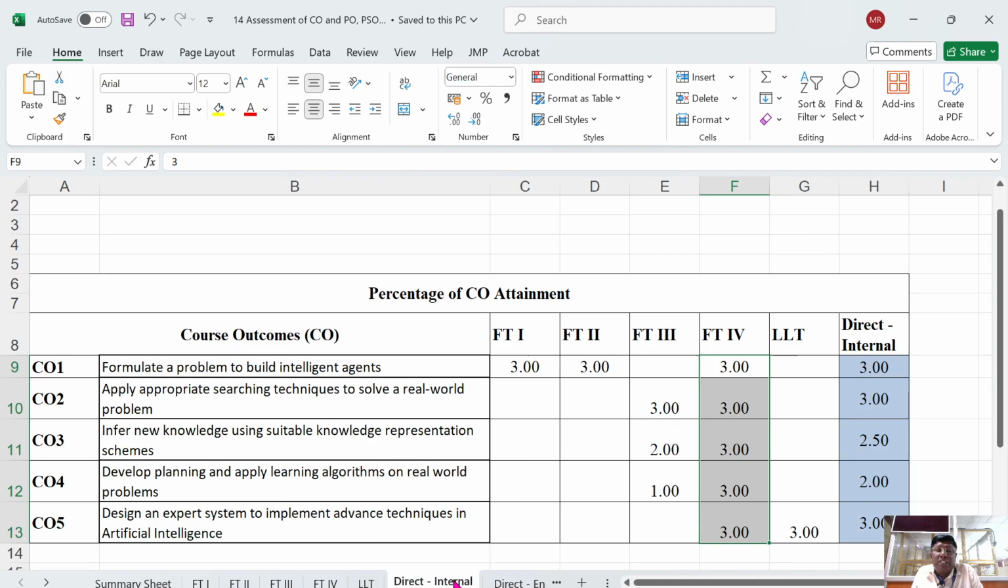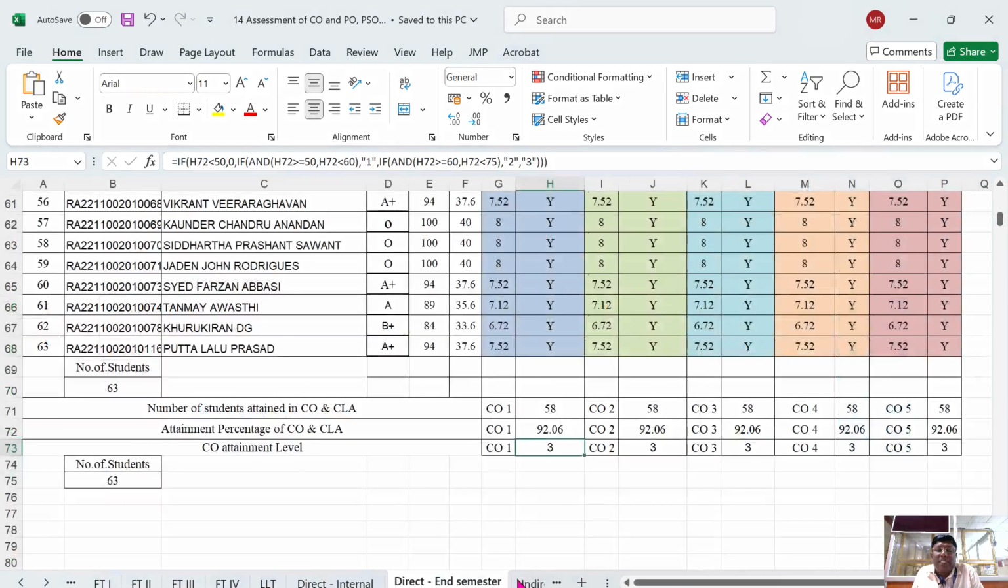So I have put the CO5 here. Then we should take an average of it. You can look at the average of these values, all the COs, so that we will get the direct internal CO value. Okay. Then we have to calculate the end semester.